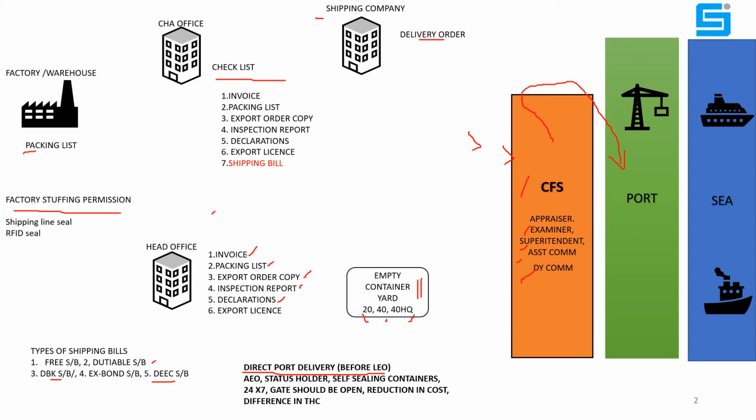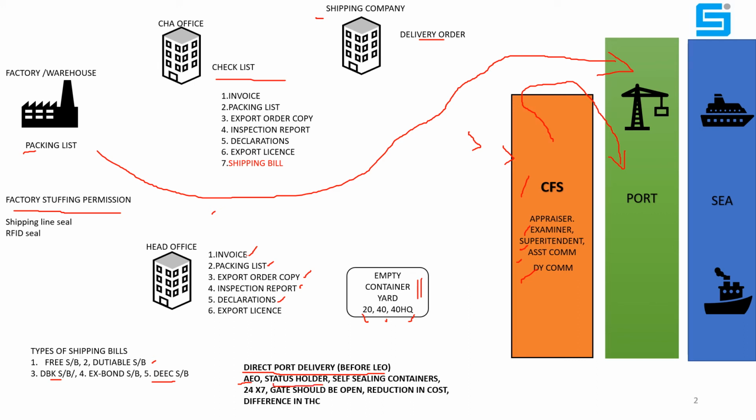But in direct port delivery, the container moves from the factory, it doesn't go into CFS, it comes directly to the port, before LEO, late export order. But this facility is not allowed for every exporter. This is allowed to AEO, authorized economic operator, who is registered with the authorized economic operator.